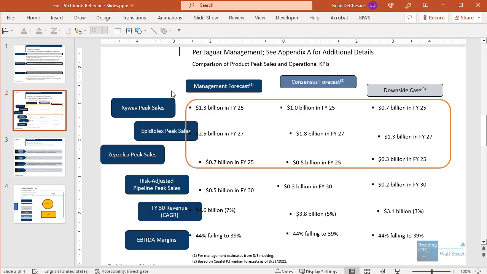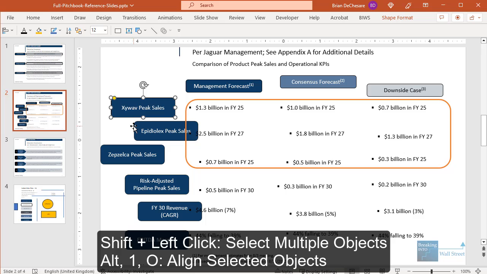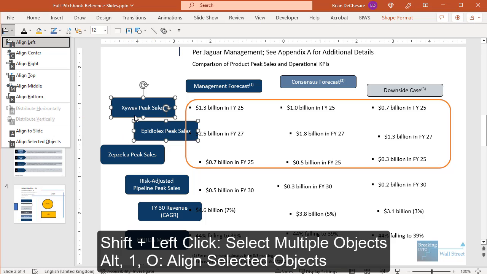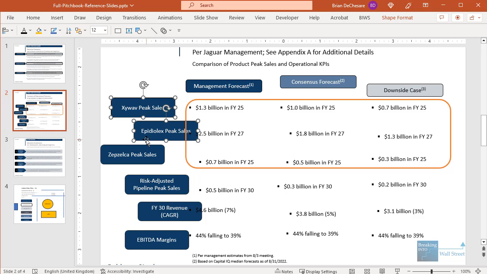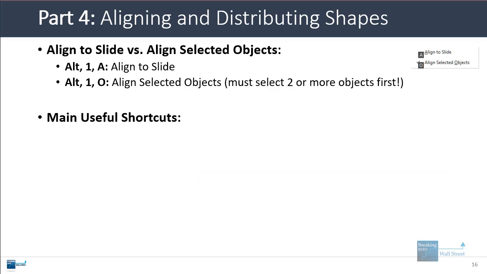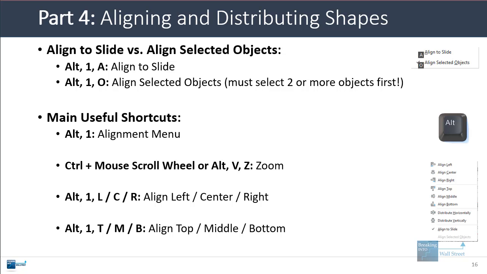And to activate the align selected objects command, you need to select at least two objects. So if I press and hold Shift and I click these two boxes on the side and I go to Alt-1 and then O for align selected objects, now if I have that mode set, anytime I execute an alignment command, it's going to be based on the objects that I've selected, not the slide. This is useful because now I can go to the alignment menu and I can align these to the left, to the right, to the center, to the top, to the middle, to the bottom. I can also scroll in and out with Control plus the mouse scroll wheel or the Alt-VZ command.